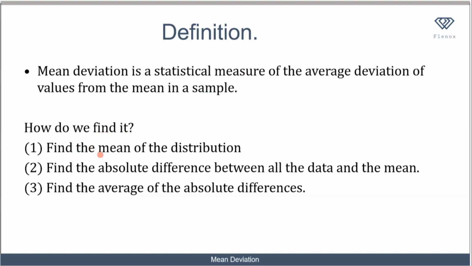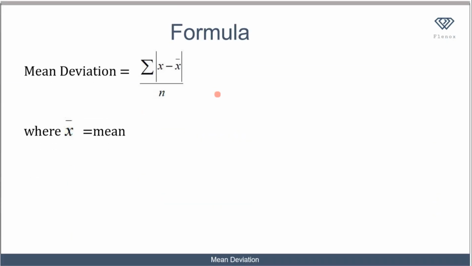First, we find the mean of the distribution. Then after that, we find the absolute difference between all the data and the mean. And finally, we find the average of the absolute differences. I'm going to explain what that means in a moment.